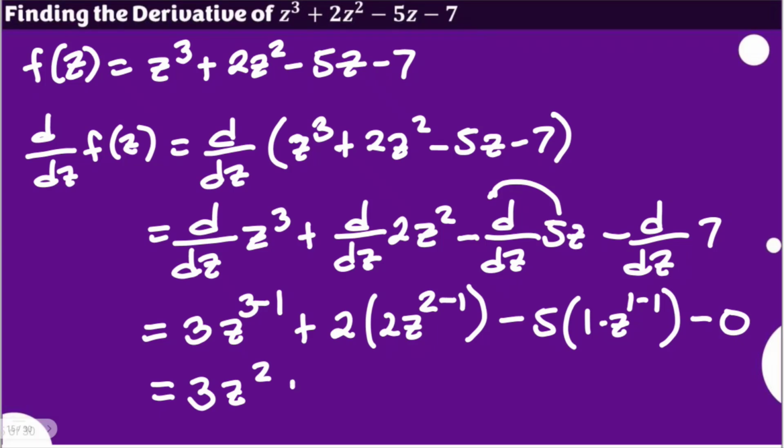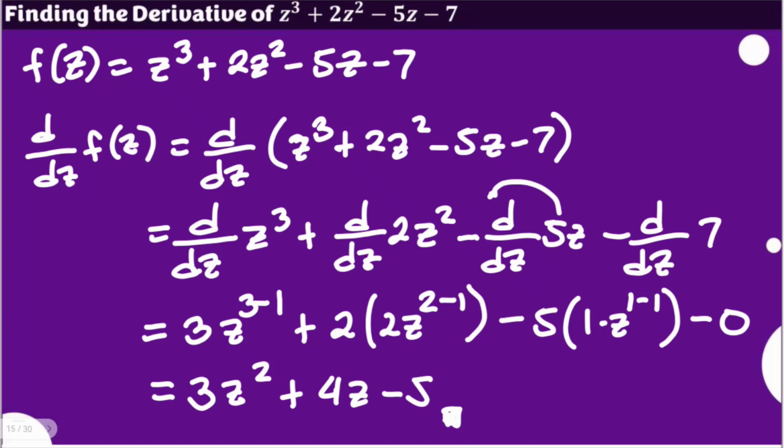You will have here plus 2 times 2 is 4, z to the power of 1, minus 5, and z to the power of 0 is just equal to 1. So we'll have here 5. This is the derivative of the given function using the rules of differentiation.